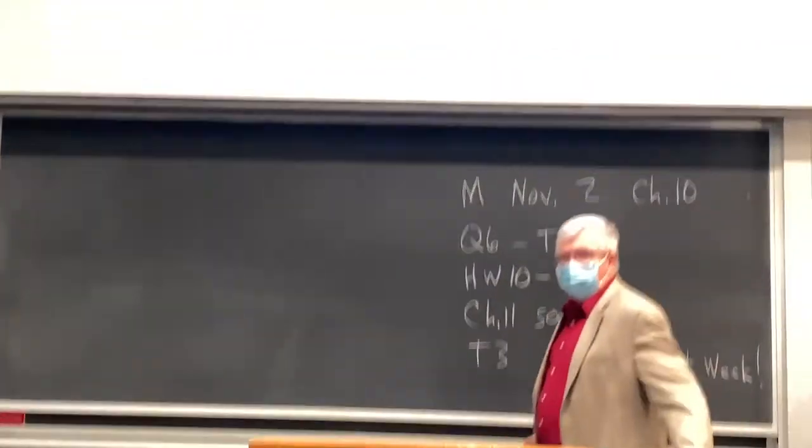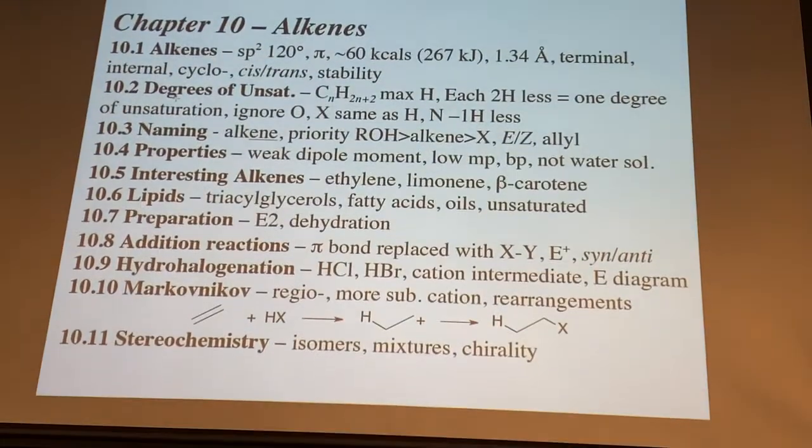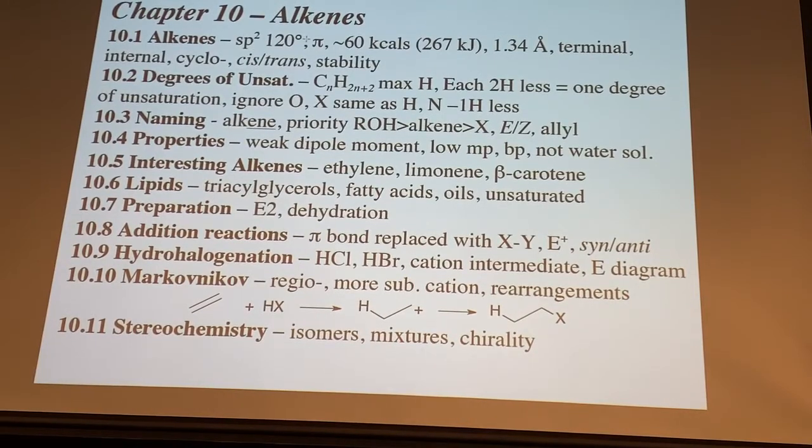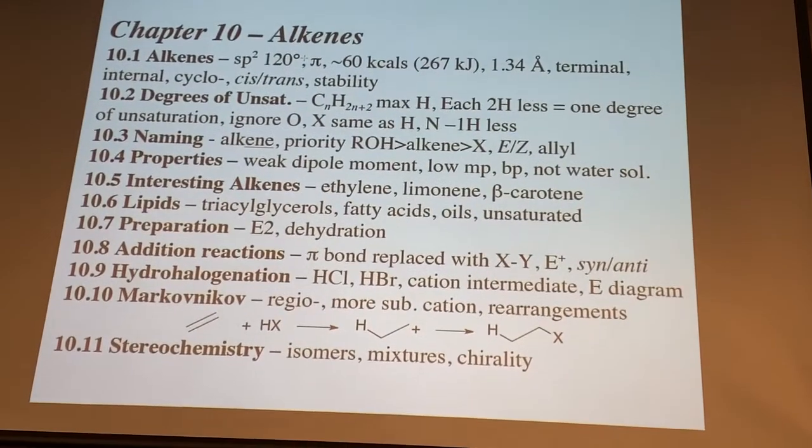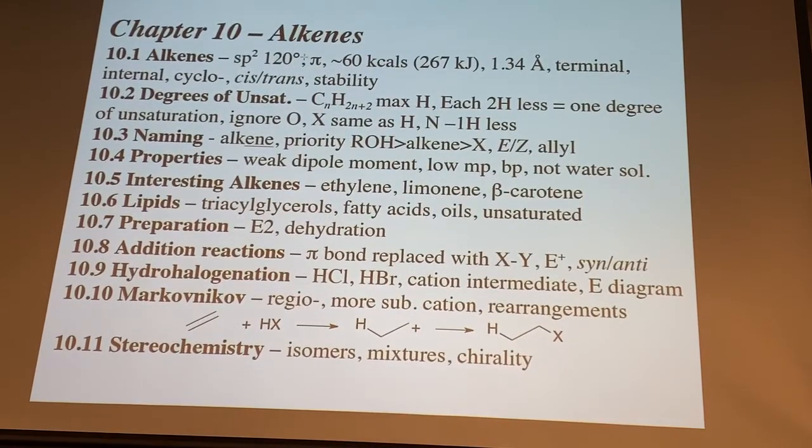Let's go to the overhead here, Jesherin, and see what we need to know for chapter 10. There are 5 new reactions here, and they all begin with H. So this is a good way to keep track of them, okay? We'll begin with some standard stuff, talking about the structure, degrees of unsaturation, how many double bonds we have based on the empirical formula here. We'll do naming and properties and some interesting alkenes, including lipids, fatty acids.